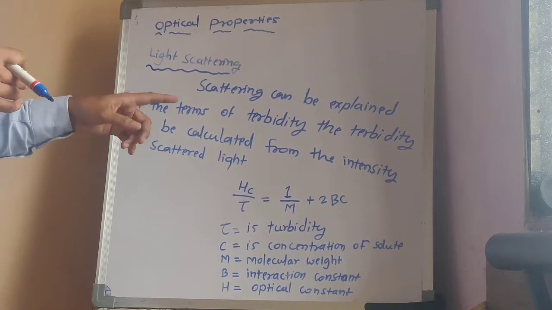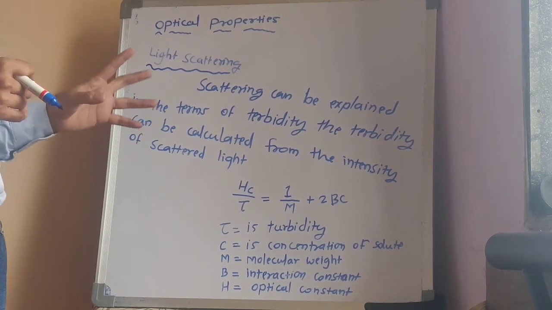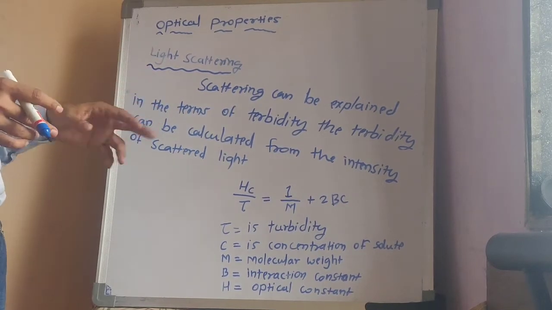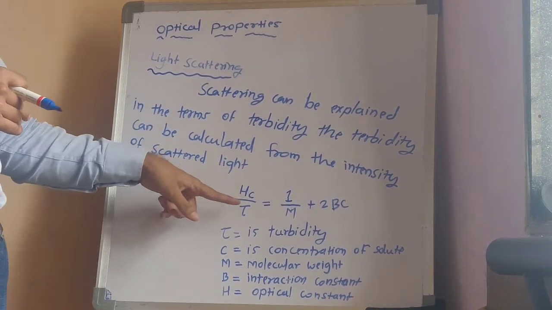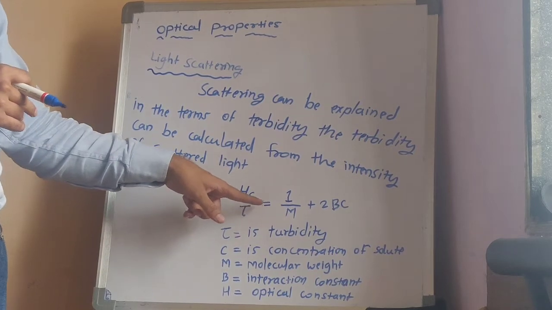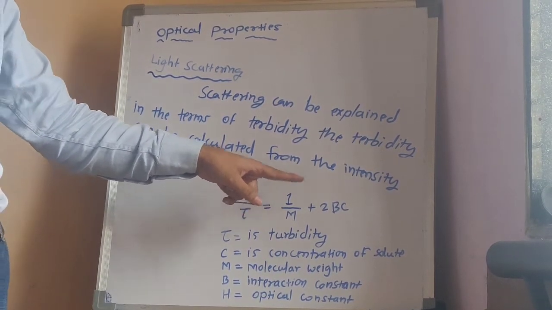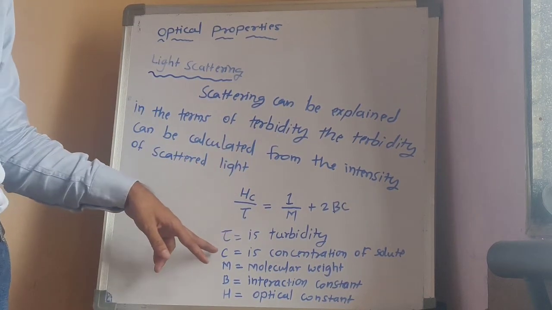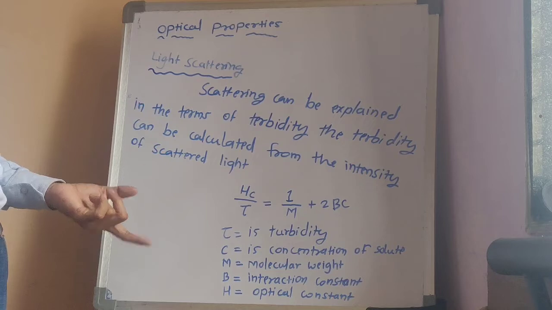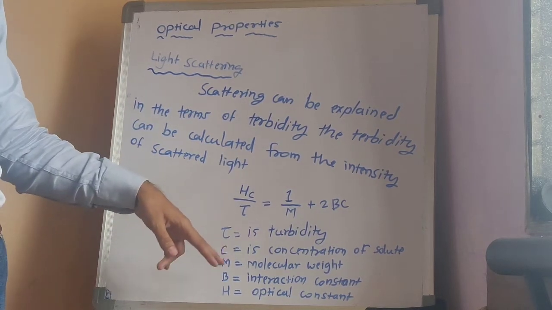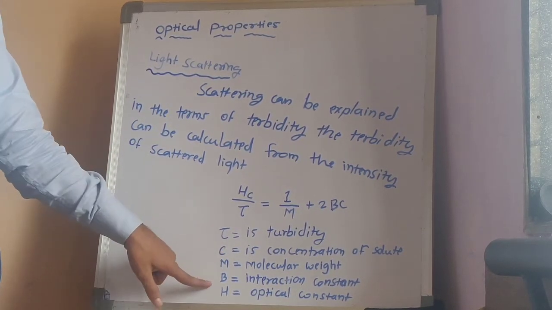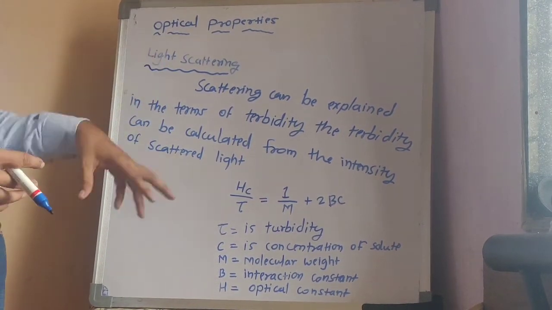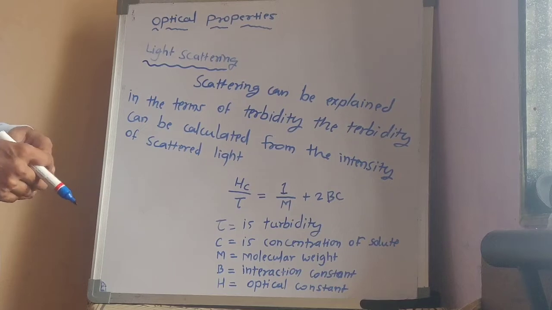The turbidity can be calculated from the intensity of scattering light. So this is the formula to calculate the light scattering. In that case, Hc/tau is equal to 1/M + 2Bc. Here tau is turbidity, and c is concentration of solute. M is the molecular weight. B is the interaction constant. There is interaction between the dispersed phase and the continuous phase.